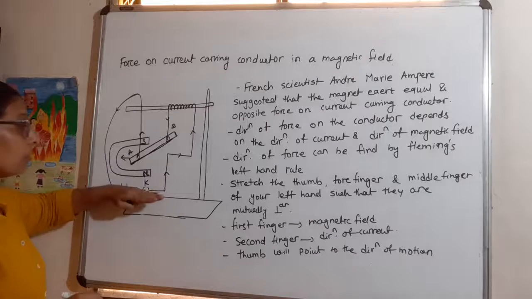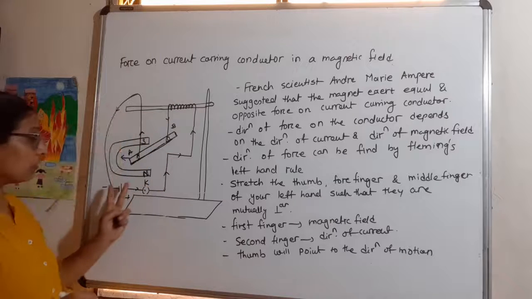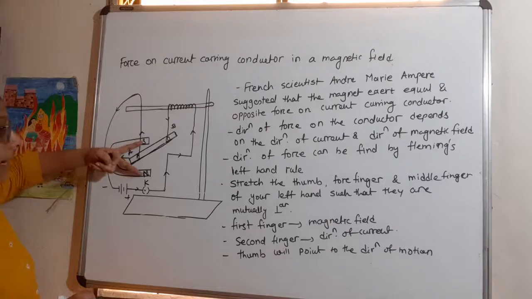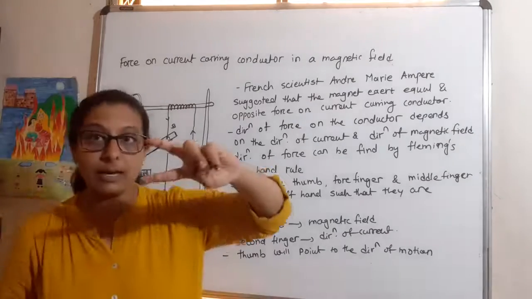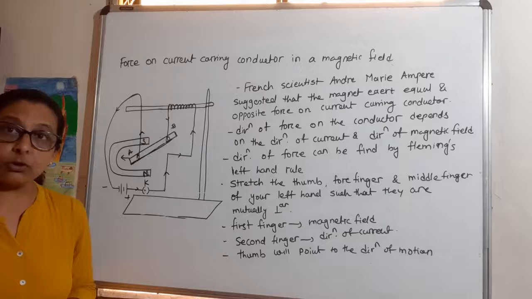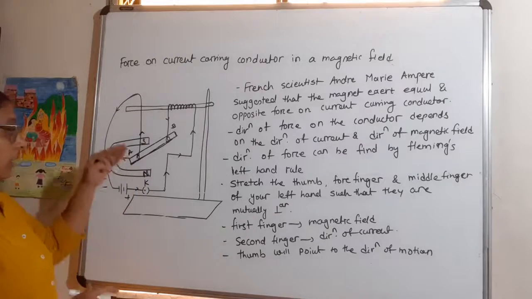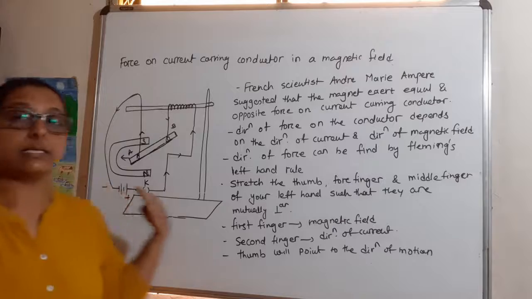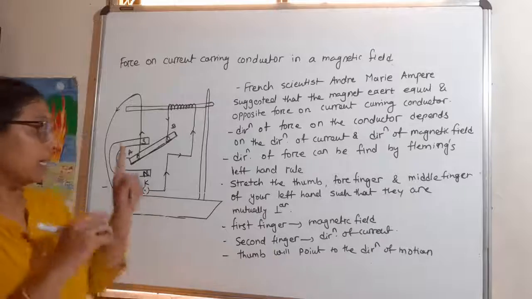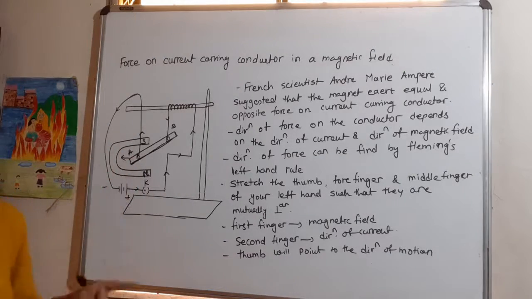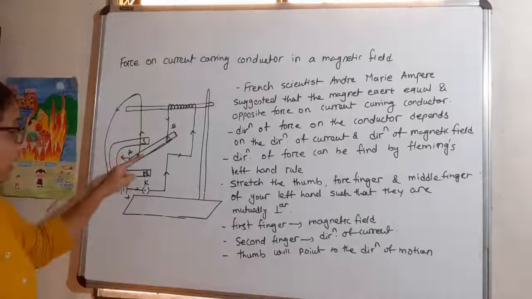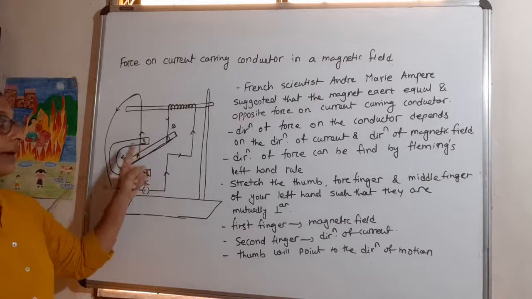If you do not want to change the current direction, you do not want to change the terminals, instead of that if you change the magnet poles, जैसे रखा था उसे ऐसे reverse कर दिया, so north pole is above and south pole is below this conductor, then also the movement instead of left is displaced towards the right. You understand that? So the force depends on the direction of current as well as the direction of magnetic field lines, so that the magnet exerts a force on the current carrying conductor.